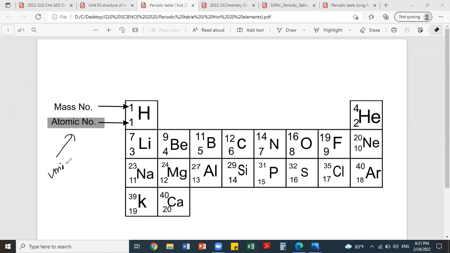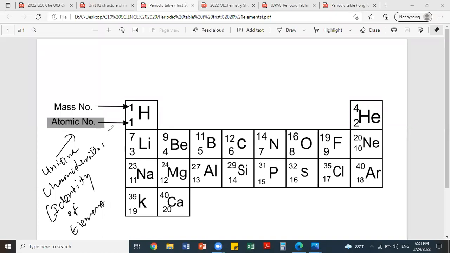Atomic number is a unique characteristic. You can even take a screenshot. It is like the identity of the element. For example, no other element in the periodic table has atomic number 1 other than hydrogen. Atomic number 1 is only for hydrogen. Atomic number means nothing else.